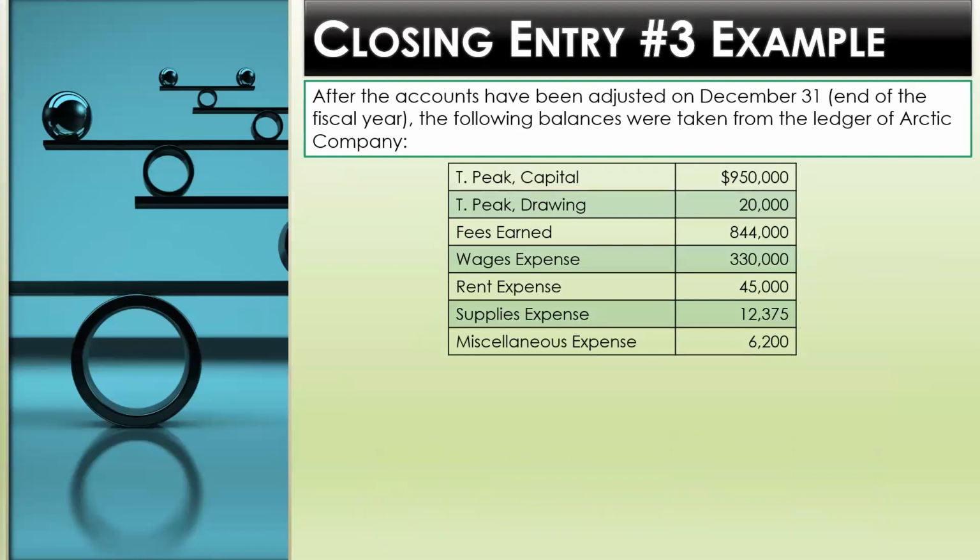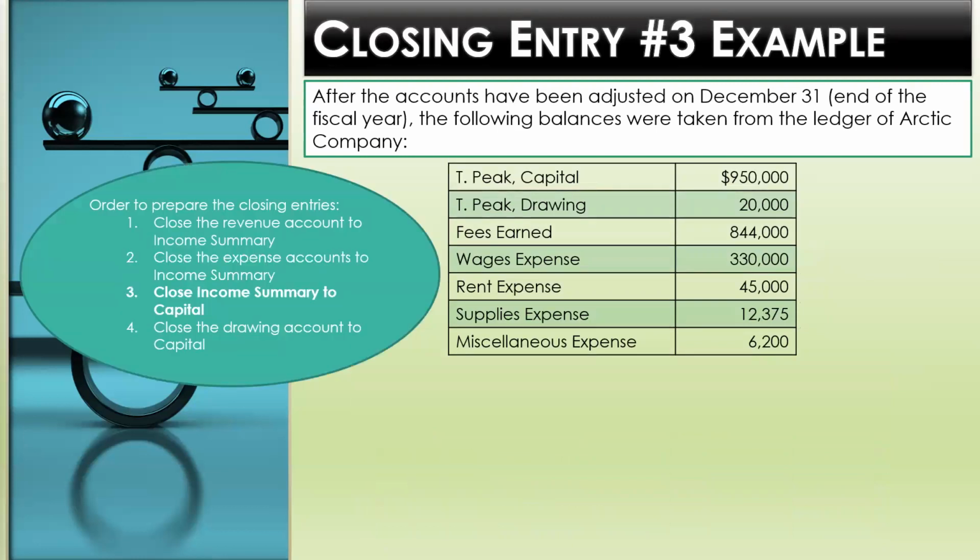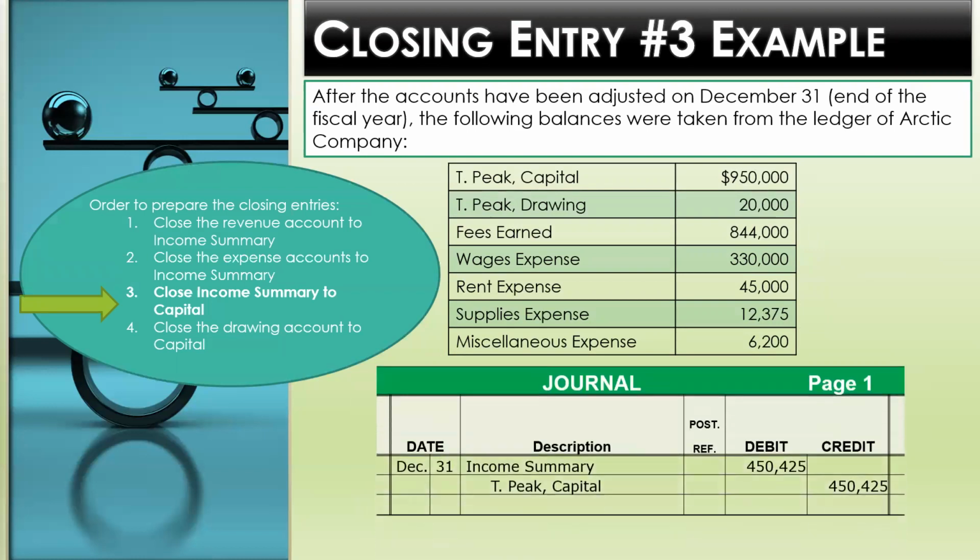Closing entry number 3 example. In closing entry number 3, we are going to close income summary to the capital account. This is what it looks like. First, enter the date December 31. The debit is to income summary in the amount of $450,425. The capital account is credited in the same amount of $450,425.